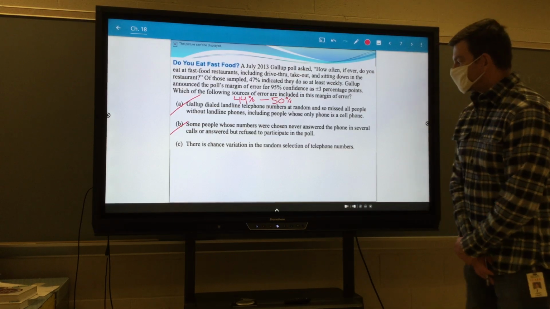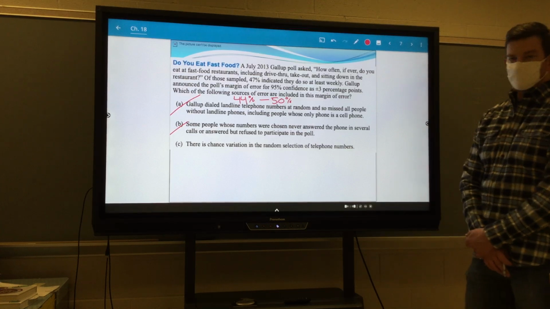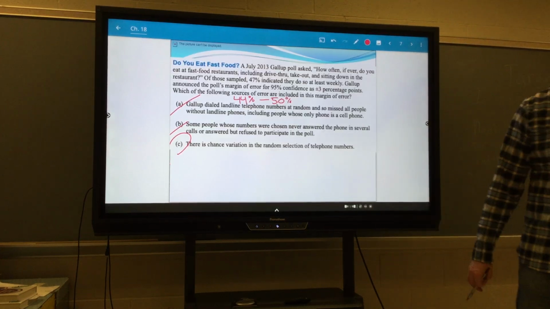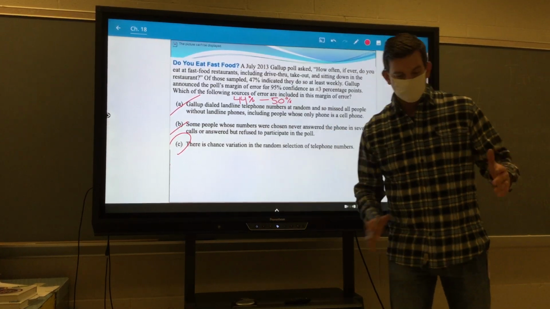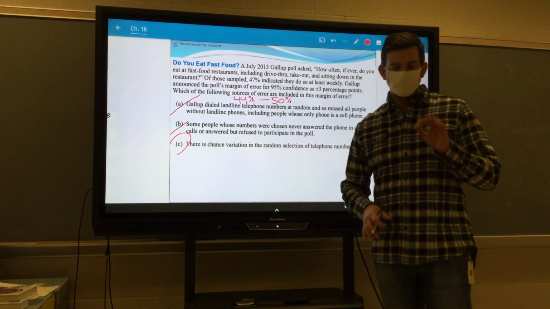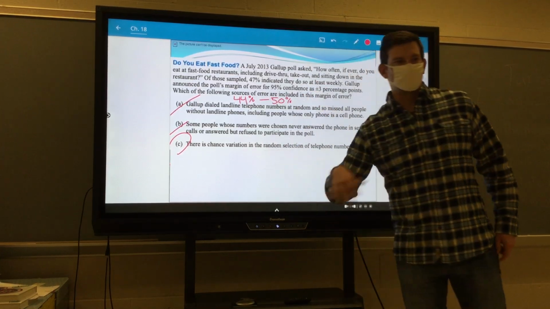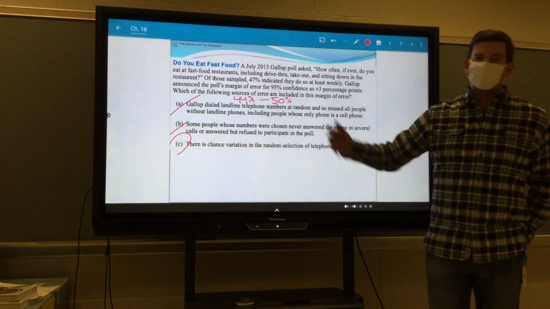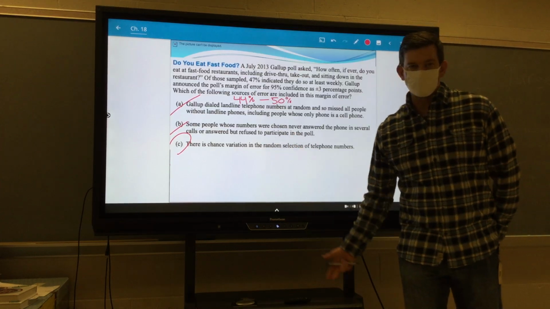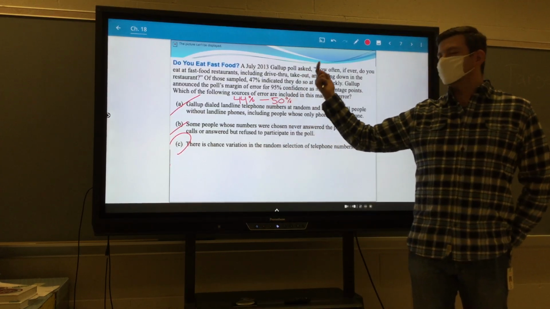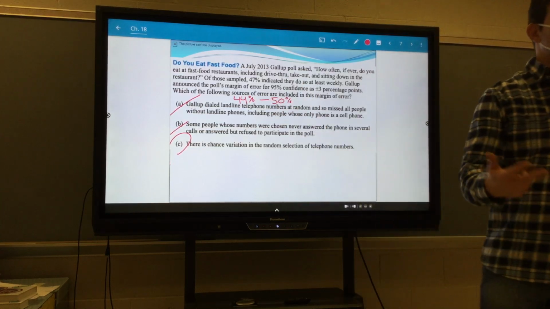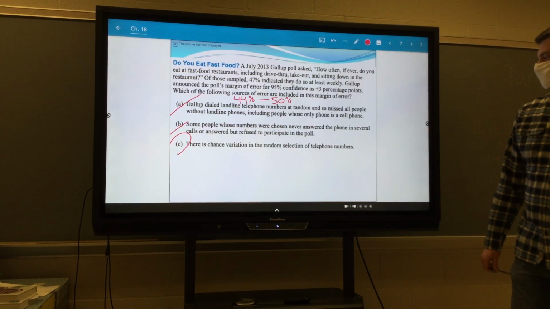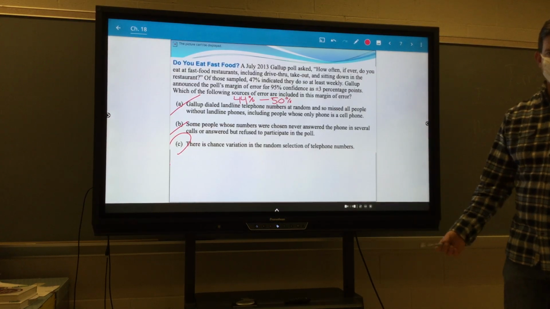Letter C, there is chance variation in the random selection of telephone numbers. That is what the confidence interval is made for. Okay? So maybe if you were to actually perform an accurate census and interviewed everybody and they answered honestly, maybe you get 48% answering that way. Okay? There's natural variation here. Our sample had 47, we got 48. It's in our margin of error, it's in our confidence interval. The world is good. Okay? That's the only thing that the confidence interval does.